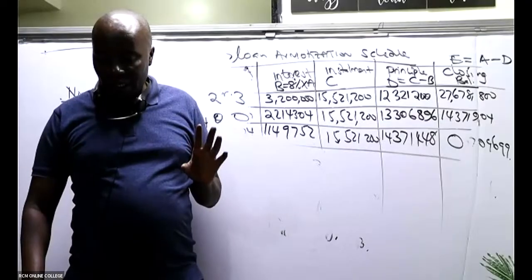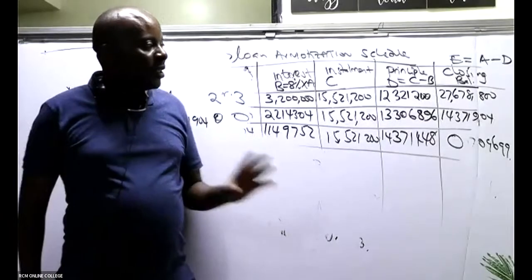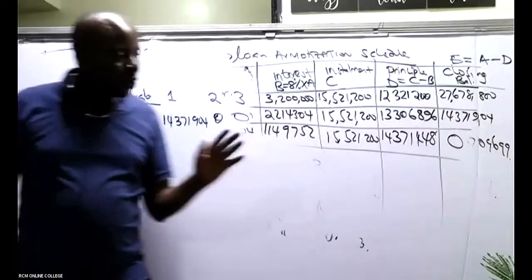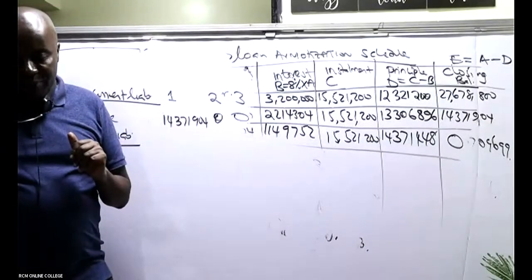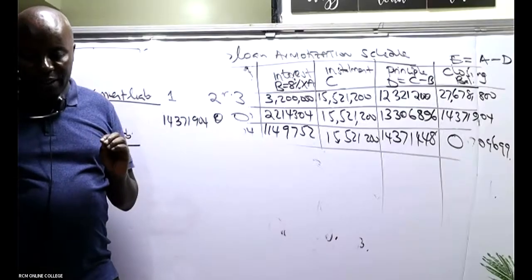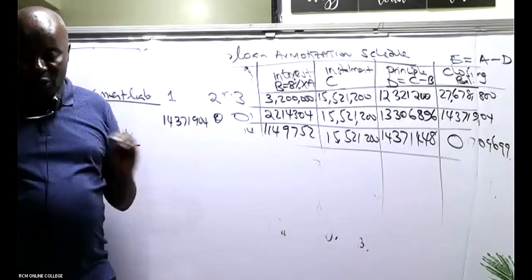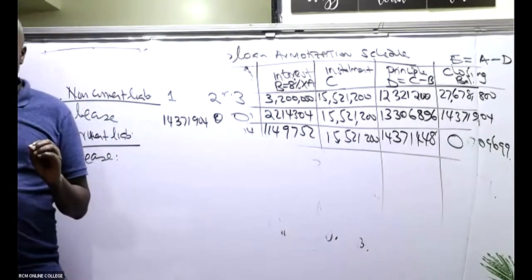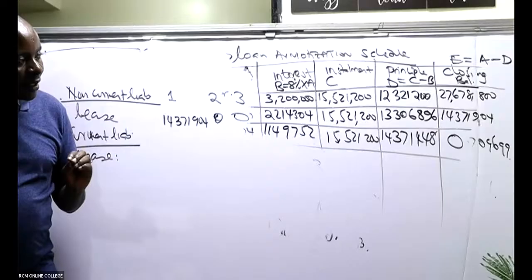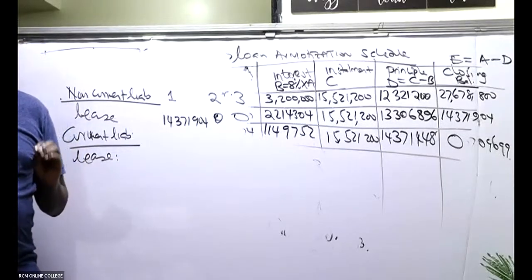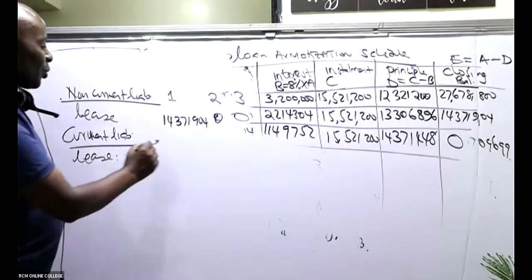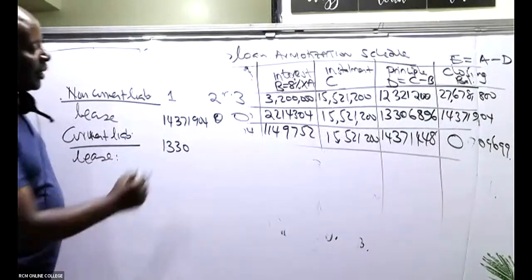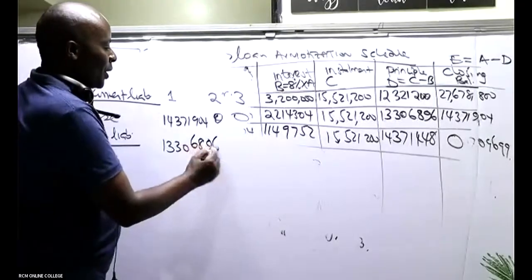Say it, 27,678,800 minus 14,371,904. How much are we getting there, somebody? Yeah, 13,306,896. So we have here 13,306,896.